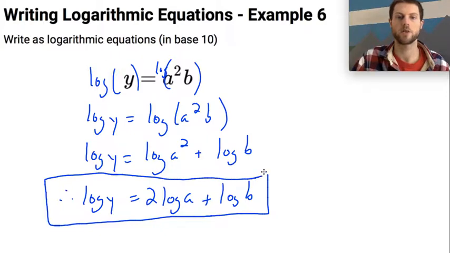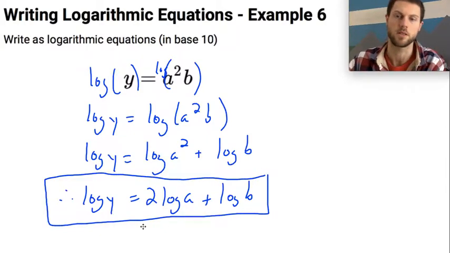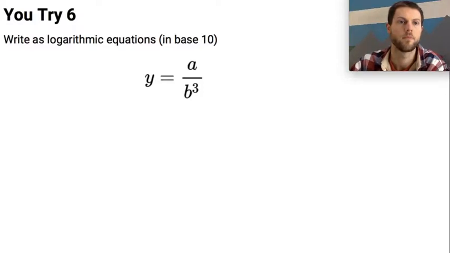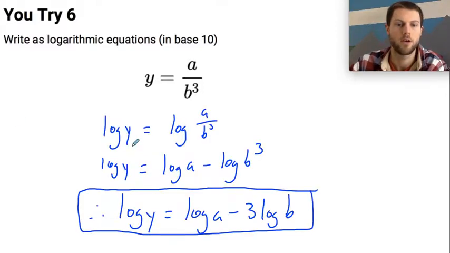Notice we are in base 10, so I didn't need to write 10 as the base since this is the standard logarithm. So why don't you try this example? Very similar. Take the log of both sides and rewrite it as a logarithmic equation. All right, and here is my answer. Log of y equals log of a minus 3 log of b.